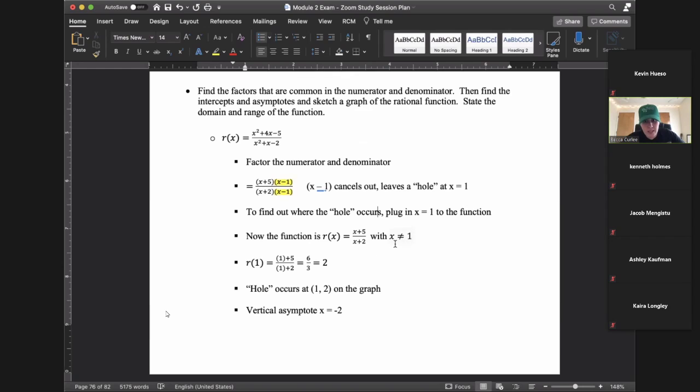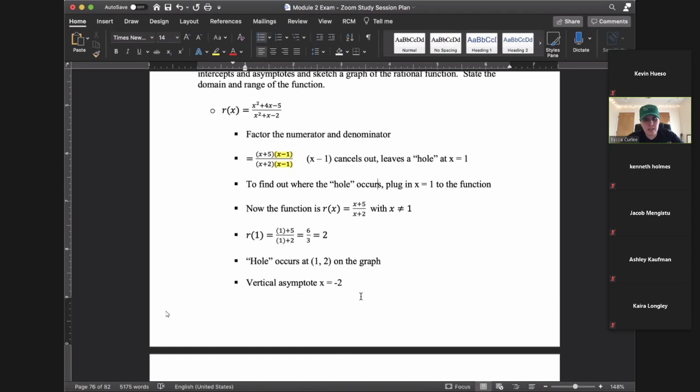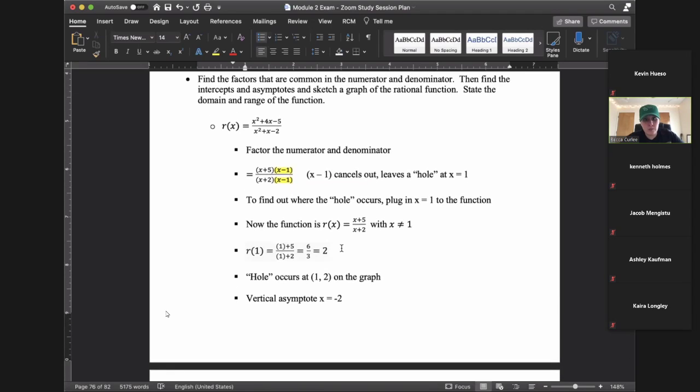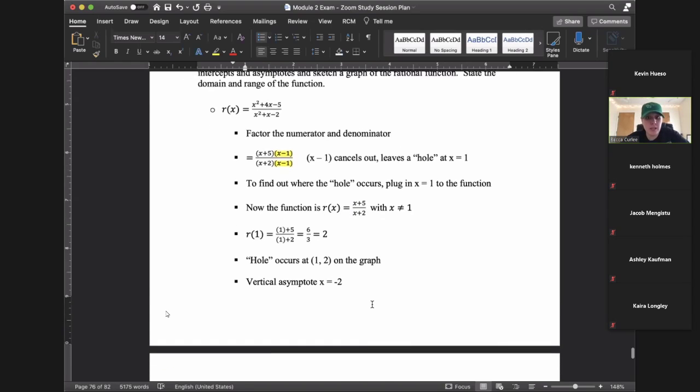So now we're going to plug in x equals 1 to find out exactly where on the graph that hole occurs. We need to find the y value to find the point. So we're going to do 1 plus 5 over 1 plus 2, which equals 6 over 3, which equals 2. So now we know that's our y value for this x value, and that's exactly where the hole occurs. So the hole occurs at 1, 2 on the graph, and the vertical asymptote is x equals -2, because we've got this in the denominator. Remember, the zeros of the denominator are the vertical asymptotes. So the vertical asymptote is going to be x equals -2.